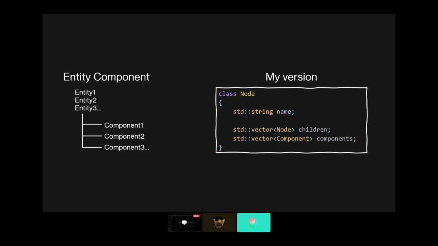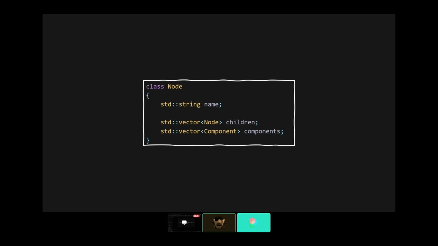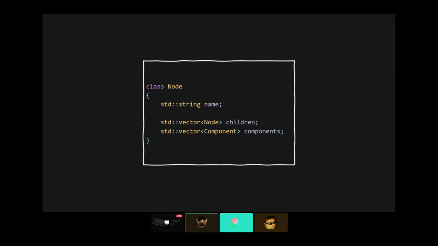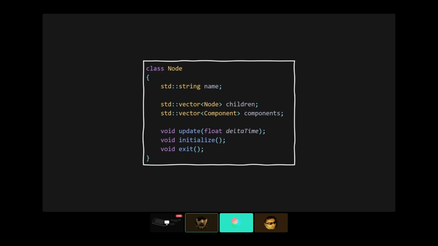So I call them nodes. I call entities nodes because it sounds cool. And they have a name and they have an array of children and an array of components. Probably the more important thing about nodes is how does the game loop work with nodes? So we probably want some lifetime functions. That's kind of critical. So let's add some. So we have update, initialize, and exit. This isn't exactly the code that's used, but it's kind of like a pseudocode version so that everyone understands.